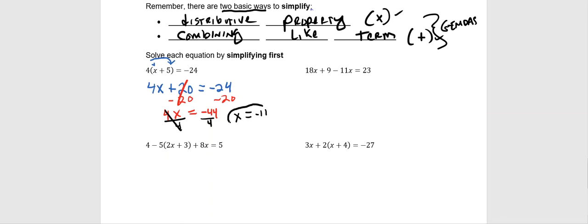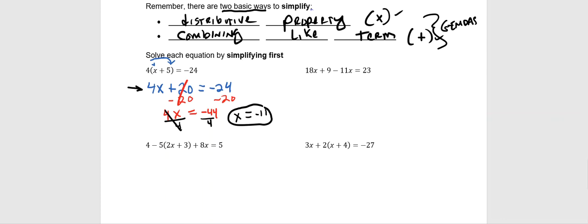Now I went through that pretty quickly, but once we distributed, this equation should have looked very familiar to us as being a very traditional two-step equation. So I hope from there that even though I went through quickly, it was a very familiar looking process to you.